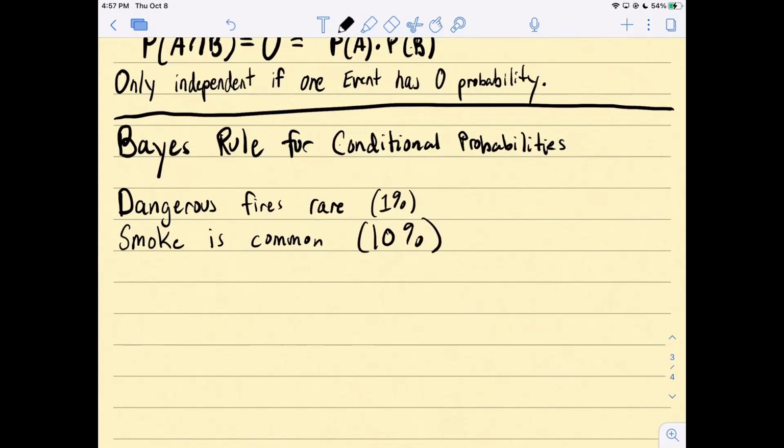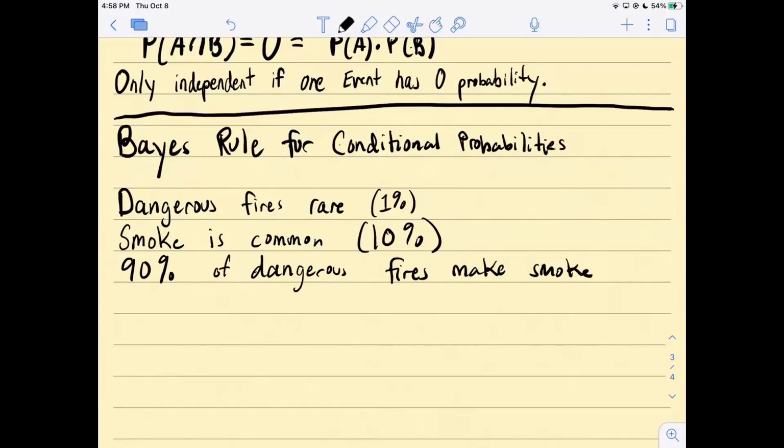And then we have another piece of information. 90% of dangerous fires make smoke.